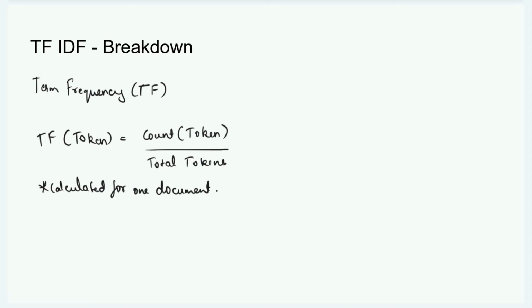So let's break down TF-IDF. TF-IDF consists of two parts. First is the TF part, which is called term frequency. Term frequency for a document is calculated only for the tokens of that document. So what is the term frequency for a token? It is the count of the token. Let's consider one single sentence. So the count of the token for that sentence, how many times did the token appear in that sentence, divided by the total number of tokens in that sentence.